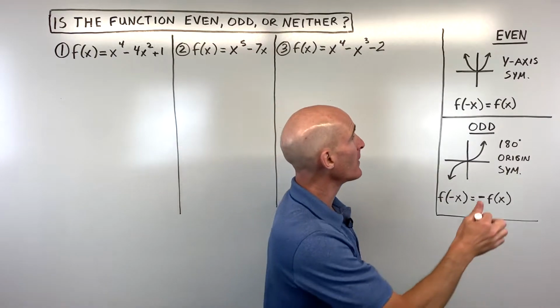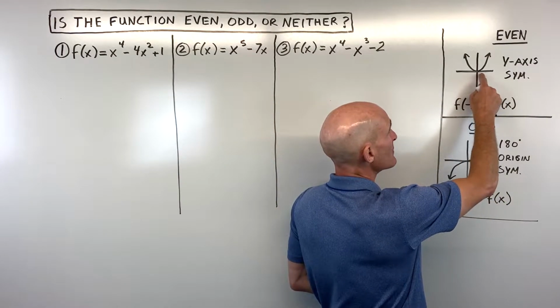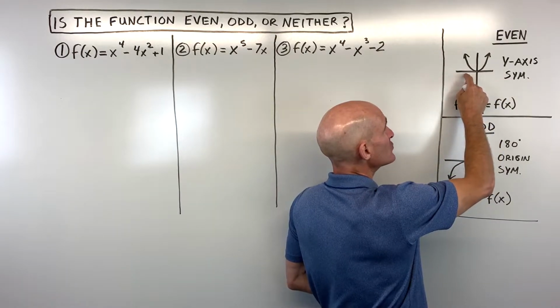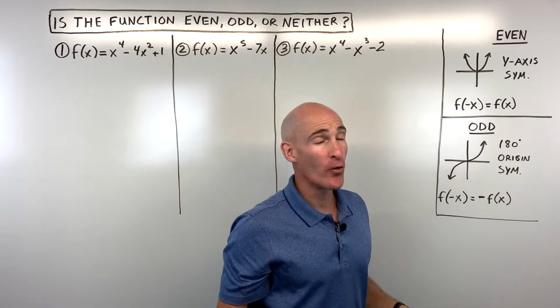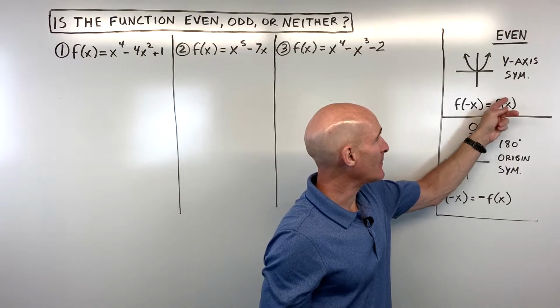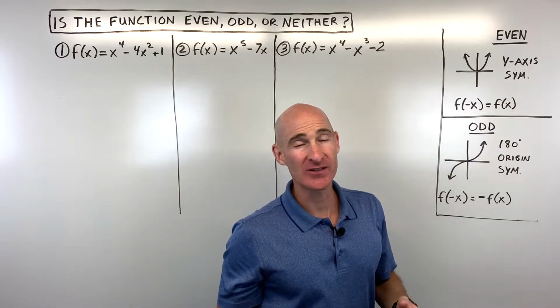So for example, if I put 2 in, 2 squared is 4. If I put in negative 2, negative 2 squared is also 4. So you can see when I put that opposite x value in, I'm getting the same y value, right? So that tells us that it's even.